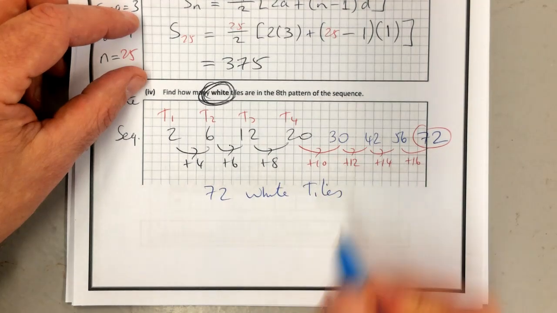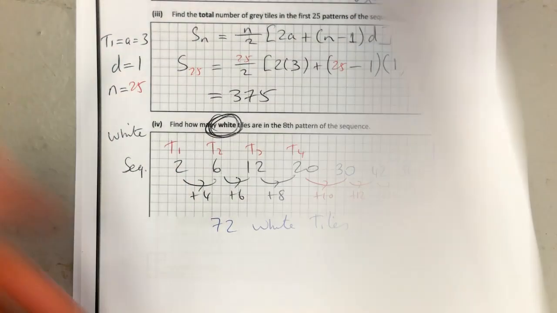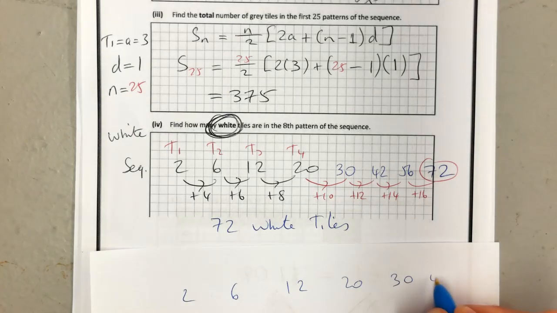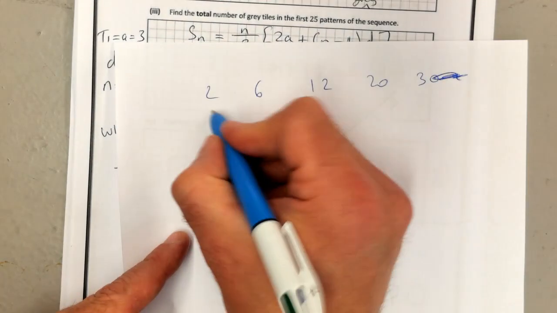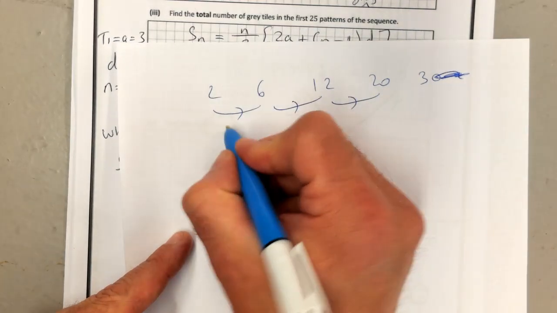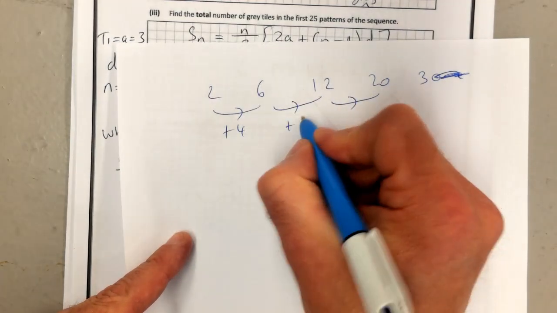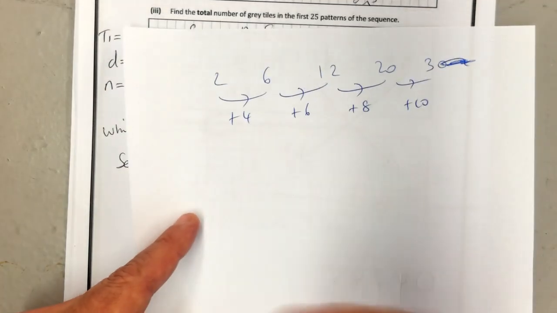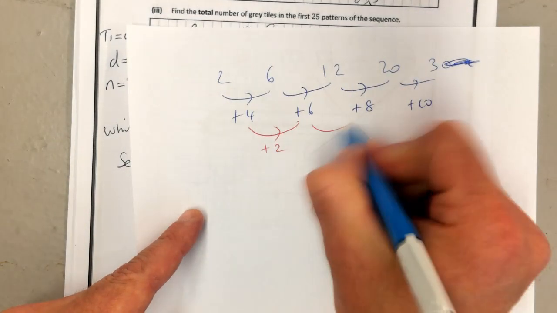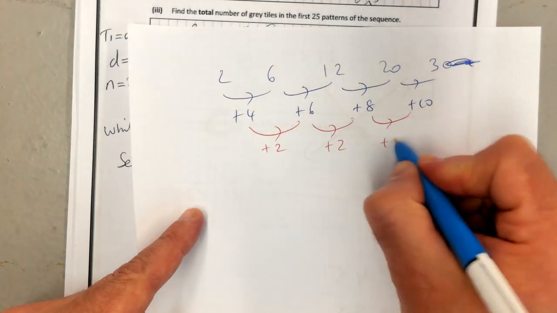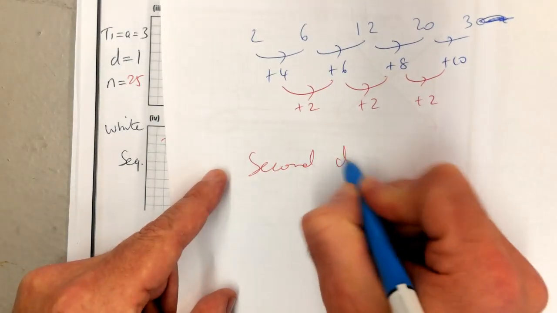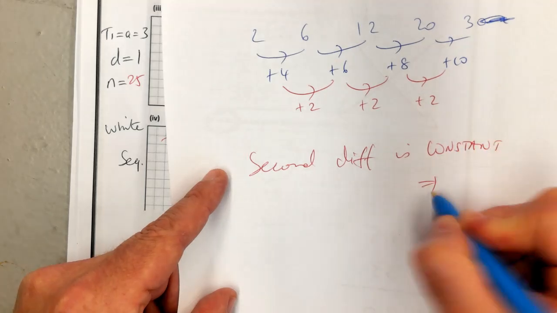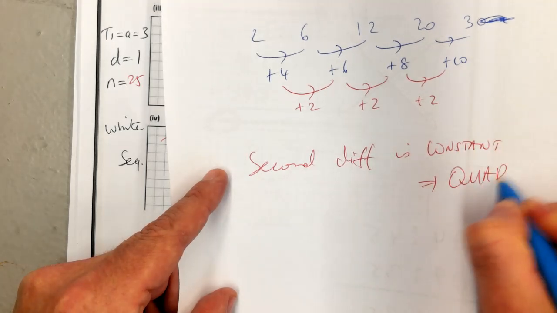Now, just an aside there, if I was asked to prove something was a quadratic sequence, 2, 6, 12, 20, 30, well, that's enough. First difference, obviously you would see that it's not constant. Plus 8, plus 10, so you'd have to go again. Second difference is constant, and therefore that means it's a quadratic.